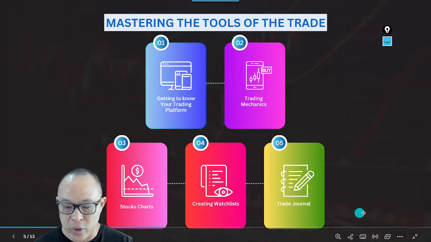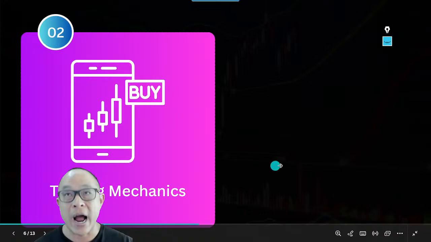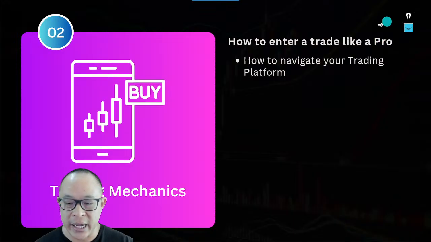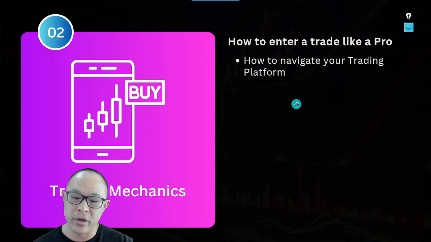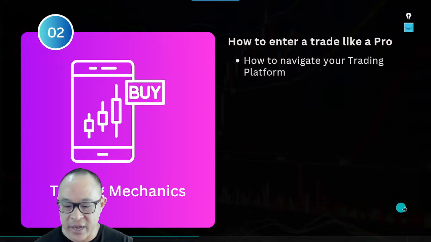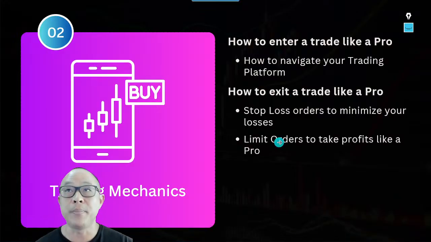Next is your trading mechanics. How are you going to buy stock, or how are you going to buy options? You need to know how to enter trades like a professional, whether you're buying, selling, opening, or closing, how to navigate your platform again, and how to exit a trade like a pro by using stop losses and limit orders to take your profits like a pro.